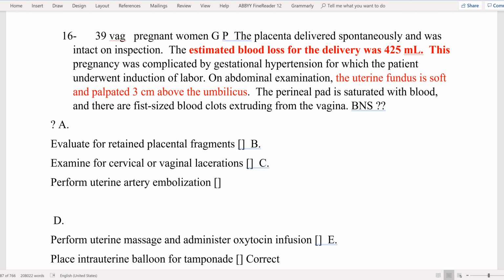So first thing we do is uterine massage and oxytocin. If that didn't work, then we give a balloon. You put the balloon inside, and it will stop the bleeding. This is after the first and second line drugs failed, like methylergonovine and oxytocin. If both of them failed, then we do the tamponade, if misoprostol failed too. If the balloon failed, then we give embolization.